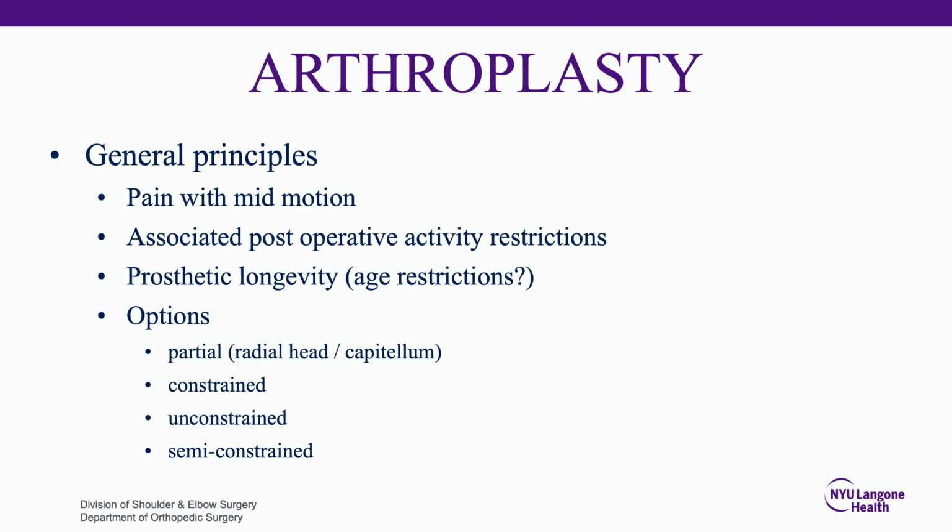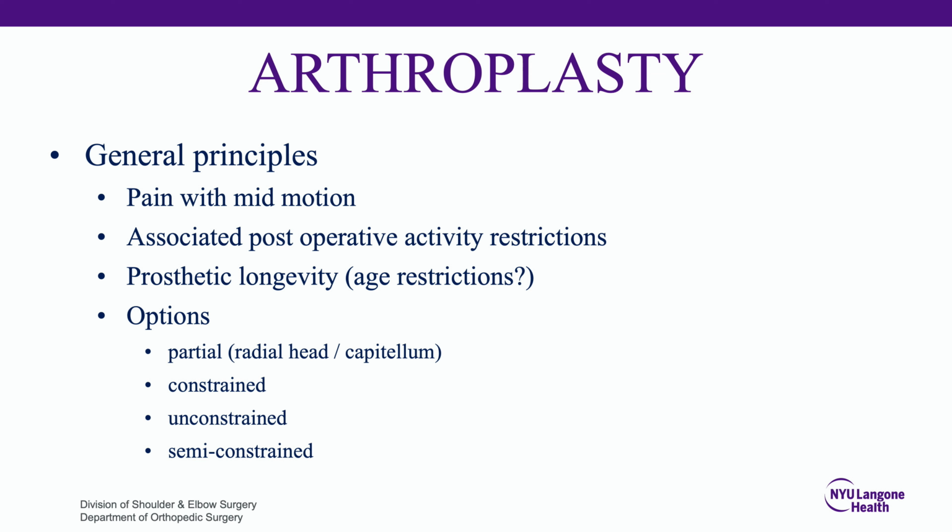The next and the primary treatment for patients with elbow arthritis is arthroplasty, so replacement. General principles: now we're talking about patients who have pain at mid-motion, so their joint is destroyed. It is associated with a significant postoperative restriction. So a patient with a total elbow replacement, you tell the patient they can't really push, pull, or lift objects greater than about 4 to 5 pounds. My restriction is actually only 2 pounds, so you've got to be quite careful.